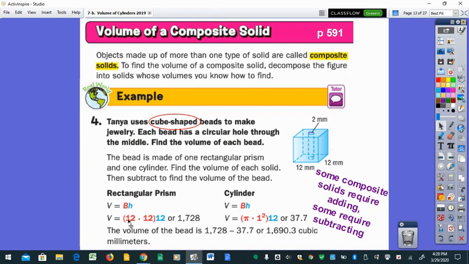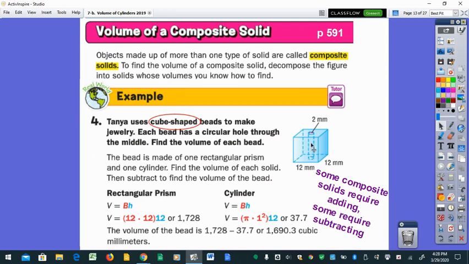And that's what you see happening right down here. 12 times 12 times 12 is 1,728. And that's the volume of the rectangular prism, in this case, the special rectangular prism, the cube. Now we're going to go back.